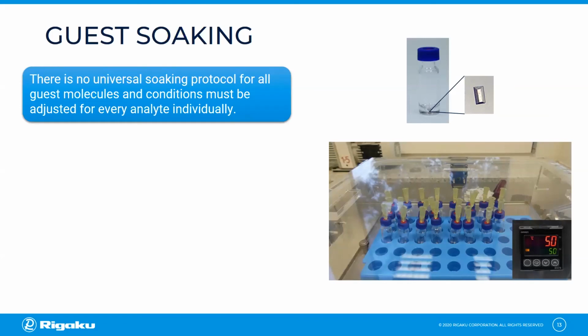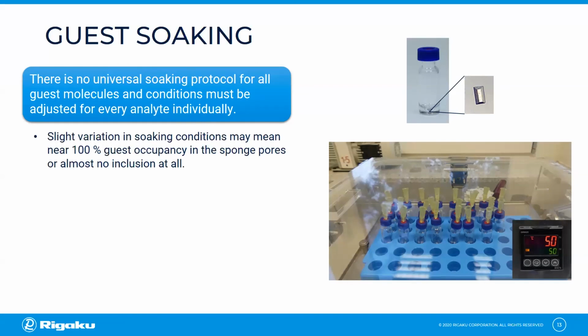After selection of the right crystal comes the soaking step. To the single crystal in the vial comes the analyte. Finding the right soaking conditions will decide on success or failure of the method, and there is no universal soaking protocol that could be applied. In fact, the soaking conditions must be screened and optimized for every substance individually. This is crucial for the success of your experiment.